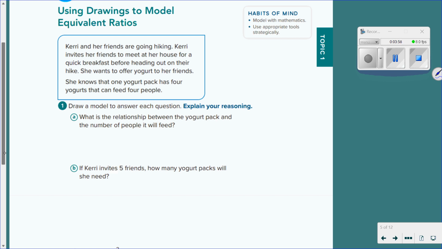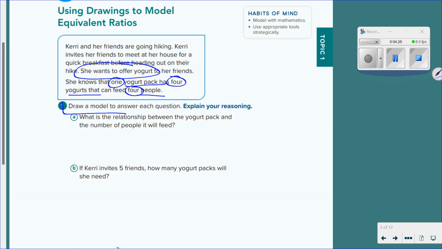Carrie and her friends are going hiking. Carrie invites her friends to meet her at her house for a quick breakfast before heading out on their hike. She wants to offer yogurt to her friends. She knows that one yogurt pack has 4 yogurts that can feed 4 people. Make sense? So it says, draw a model to answer each question. What is the relationship between the yogurt pack and the number of people it will feed?